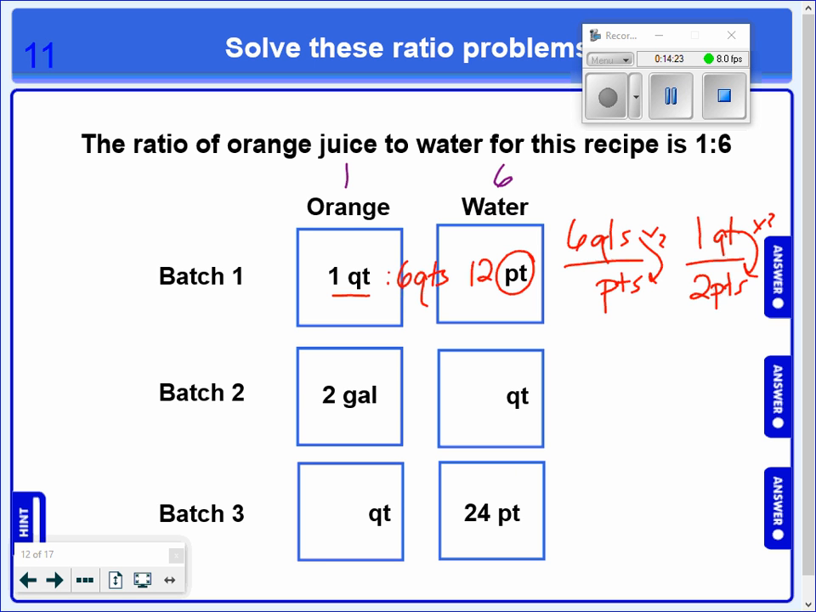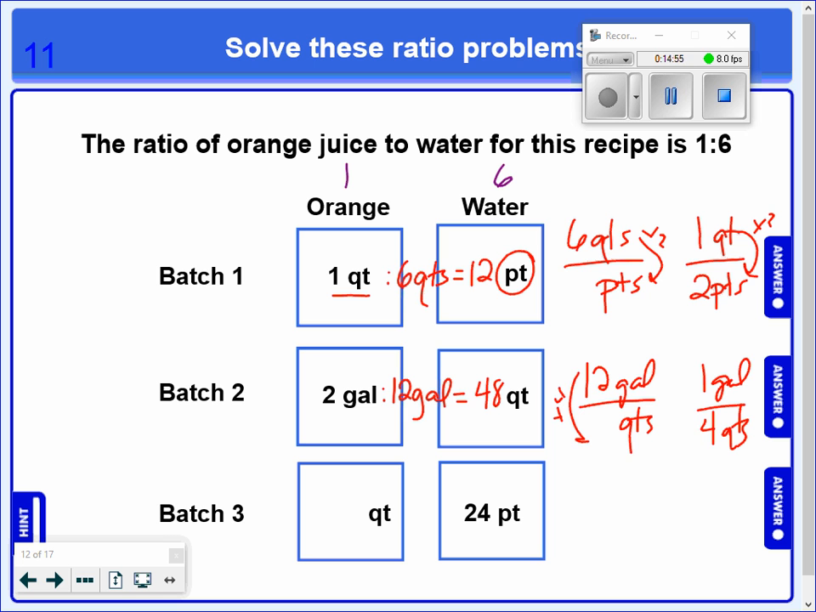Okay? So on the next one, if you did 2 gallons and it's a 1 to 6 ratio, then times 6 would be 12 gallons. And now they want it in quarts. Well, 12 gallons in how many quarts? 1 gallon is 4 quarts. So then that means times 4 is 48.